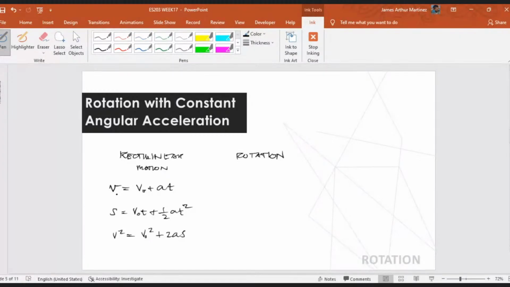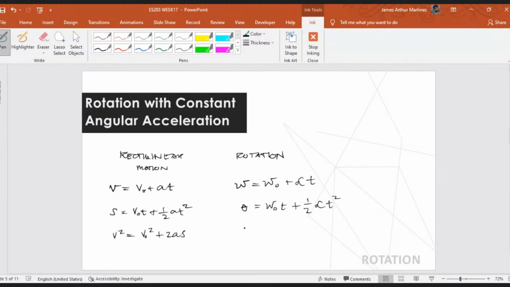So pag abot sa class rotation, kaning mga linear velocity, acceleration, and displacement, mahimo lang na sila og mga angular displacement, velocity, and acceleration, no? So, angular velocity is equal to initial angular velocity plus angular acceleration times time. Angular displacement is equal to initial angular velocity times time plus 1/2 of angular acceleration times time squared.